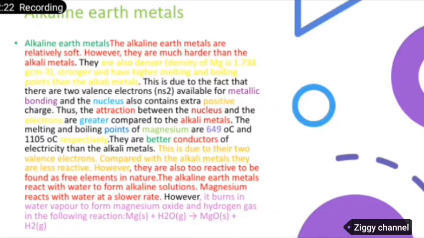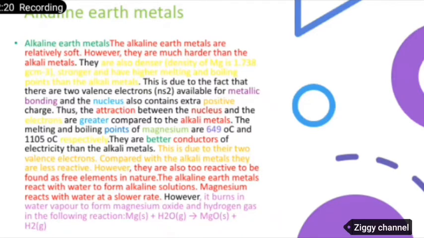Alkaline earth metals. The alkaline earth metals are relatively soft. However, they are much harder than the alkali metals. They are also denser. The density of Mg is 1.738 g/cm3. They are stronger and have higher melting and boiling points than the alkali metals. This is due to the fact that there are two valence electrons, ns2, available for metallic bonding, and the nucleus also contains extra positive charge. Thus, the attraction between the nucleus and the electrons is greater compared to the alkali metals. The melting and boiling points of magnesium are 649 °C and 1105 °C respectively.